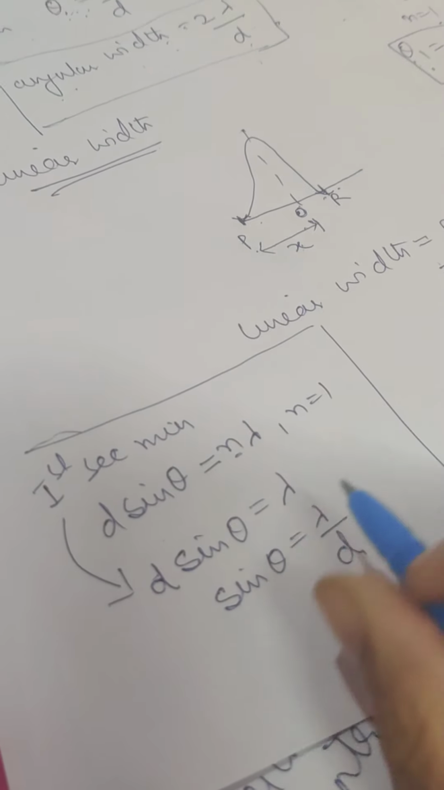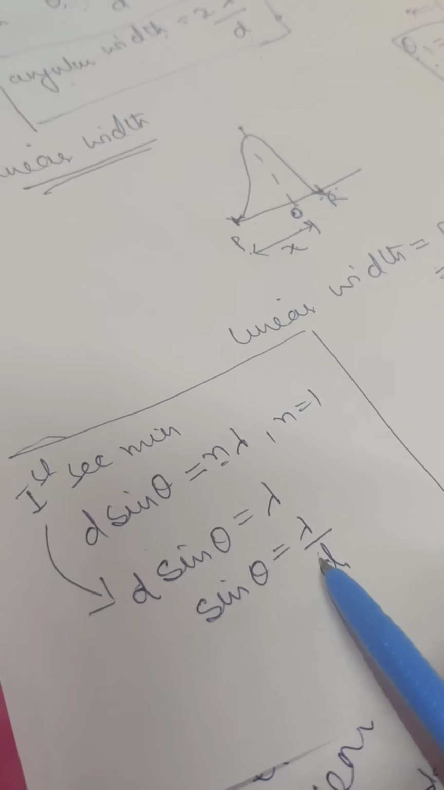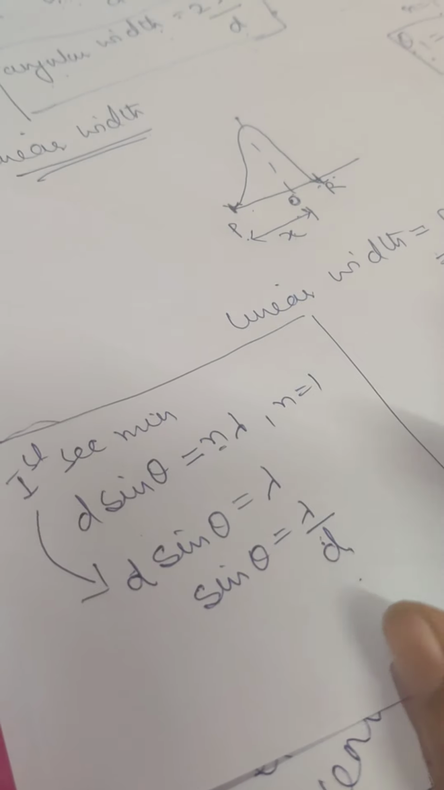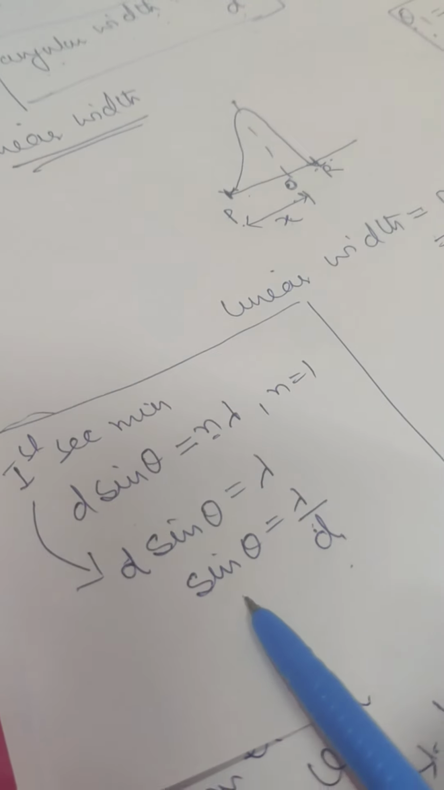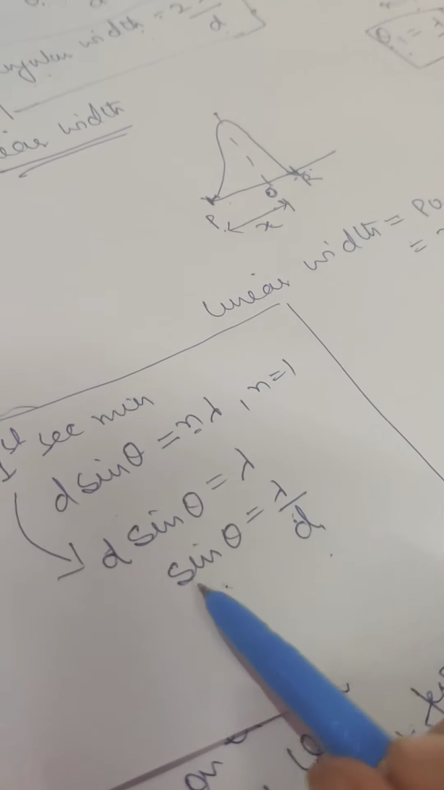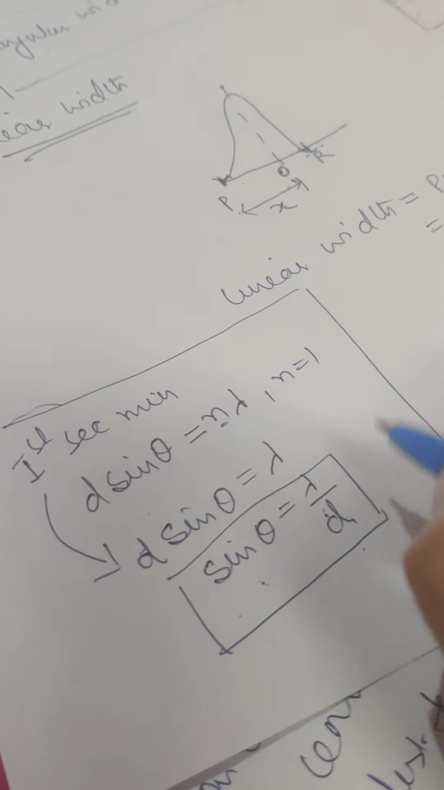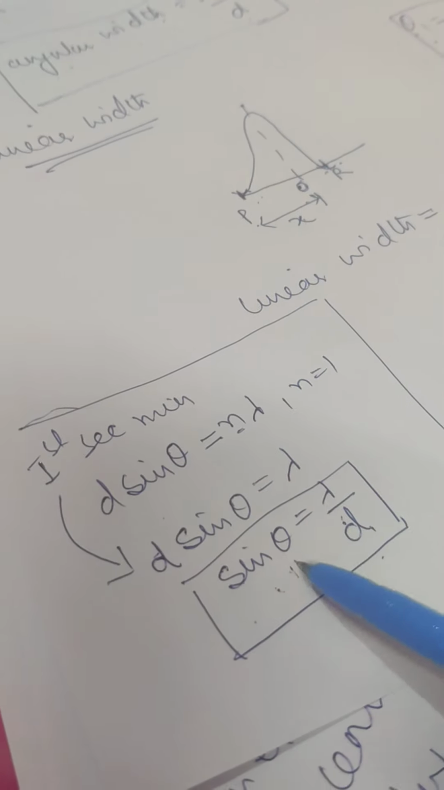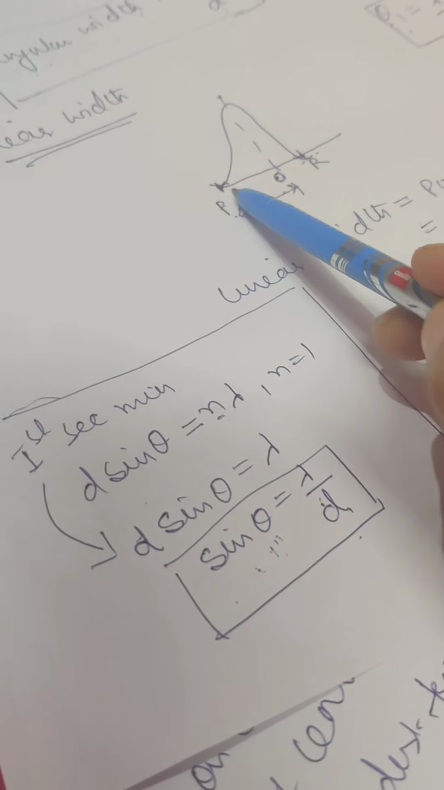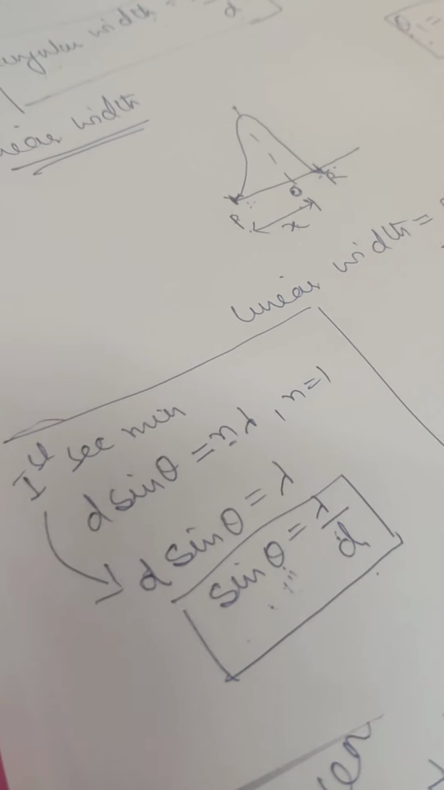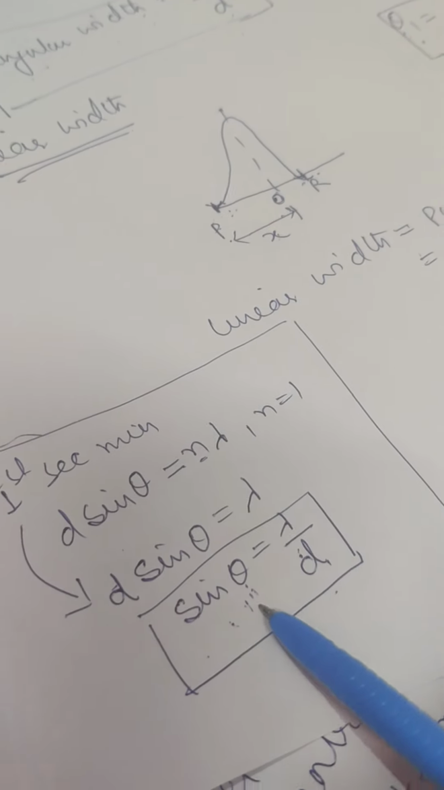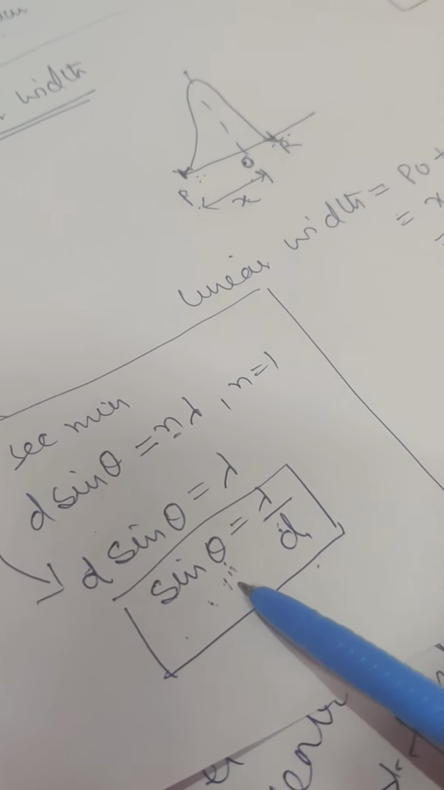Okay beta, this condition we already calculated. We know this, so we don't need to calculate it here again. At this point we get the first secondary minima if the diffraction angle theta is lambda by d, because we consider here theta is very small, so sin theta is almost equivalent to theta.